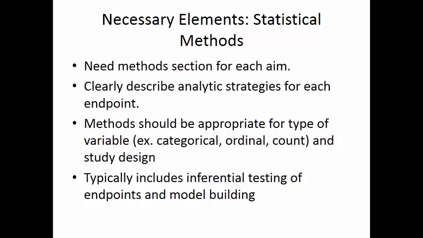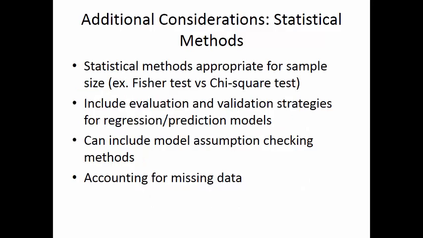The method should be appropriate for the type of data. So to write the method section, you really need to think through for each of the variables, what's the measurement scale, what's the data going to look like, and that will allow you, potentially in consultation with a statistician, to figure out what the right methods should be. Some of the other considerations: the statistical method should be appropriate for the sample size. An example of this is if we have a small sample size, instead of using a chi-square test to compare a percentage between groups, we have to use a Fisher's exact test. We should include evaluation and validation strategies for any modeling that we do.